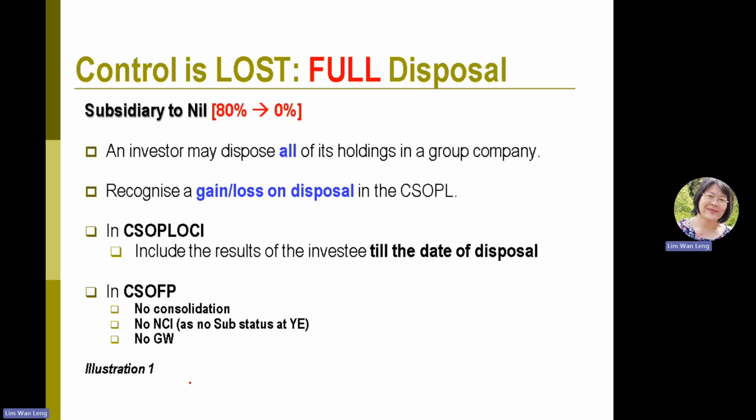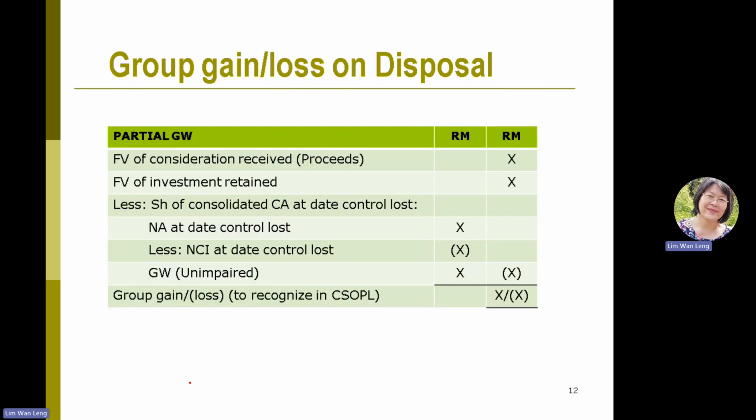So no subsidiary, no NCI, no goodwill as well. Sometimes if there is goodwill measured in full or goodwill measured partially, everything will have to be eliminated. So you can look at illustration 1. But actually, before you look at illustration 1, let me fast forward to how you calculate the gain or loss on disposal. You go forward a few slides, and then you will see this one.